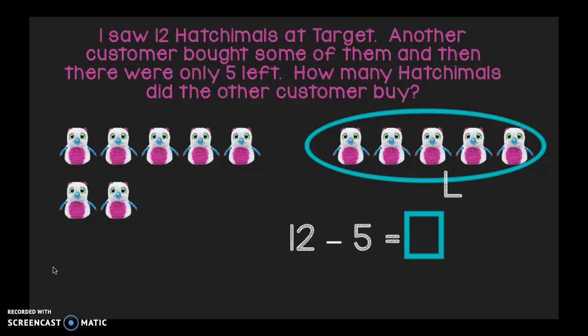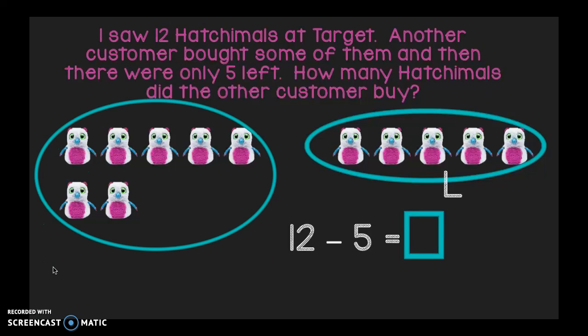All right, so now I need to figure out, the question asks me how many Hatchimals did the other customer buy? Sorry, I messed up. I'm going to go ahead and circle all the ones that are left over. Now I want to label that. If I'm talking about the other customer, what label would I put over there? Oh, that's a good idea. I put the letter C to stand for customer. Now I can clearly see that everything that's circled by that letter C, I can just go ahead and count, and that's how many Hatchimals the other customer bought.